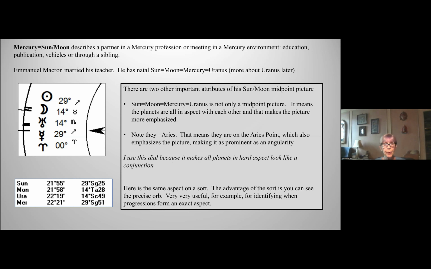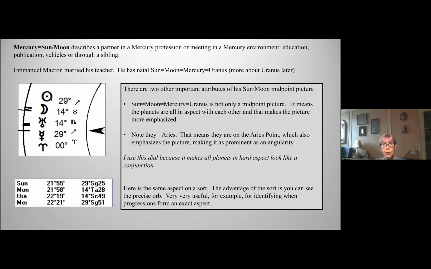So here's an example of Mercury on the Sun Moon Midpoint. He had other things going on, but we're going to deal with Mercury for the moment. Emmanuel Macron married his teacher. He has natal Sun = Moon = Mercury = Uranus, more about that later, = the Aries point.